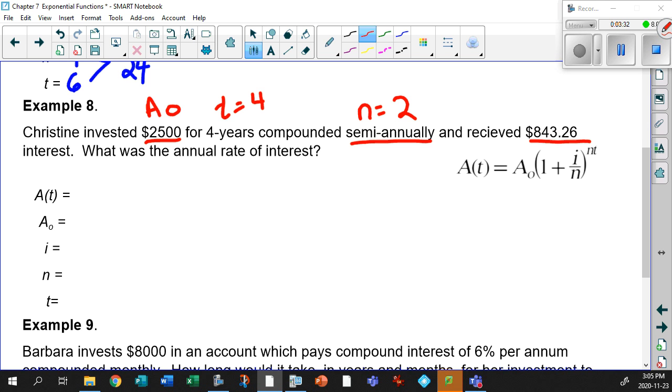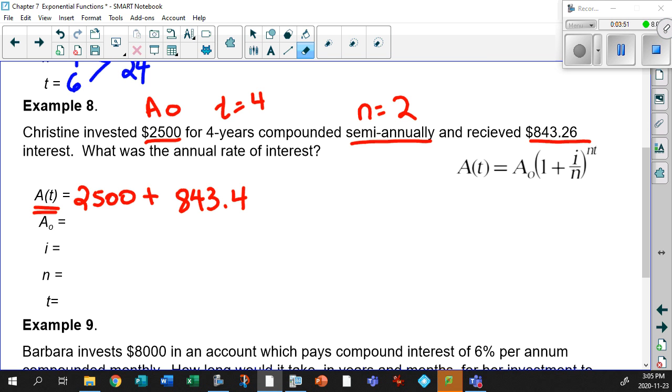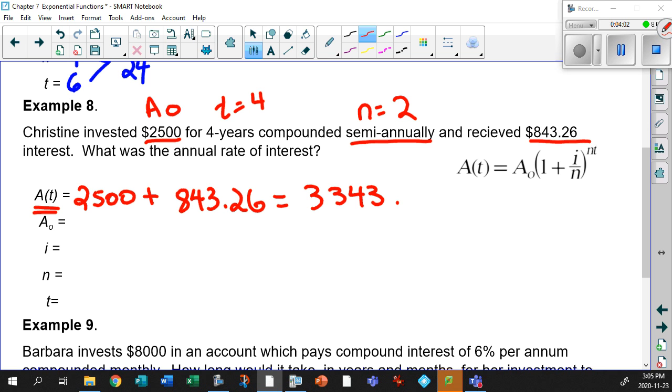$843.26 in interest. Well, what does that mean? That's how much you received in interest. That does not mean that's your total amount. Your total amount here, A T, would be the $2,500 plus the $843.26 of interest. So her final investment is a total of $3,343.26. That's what A T is. Oh, tricky, hey?